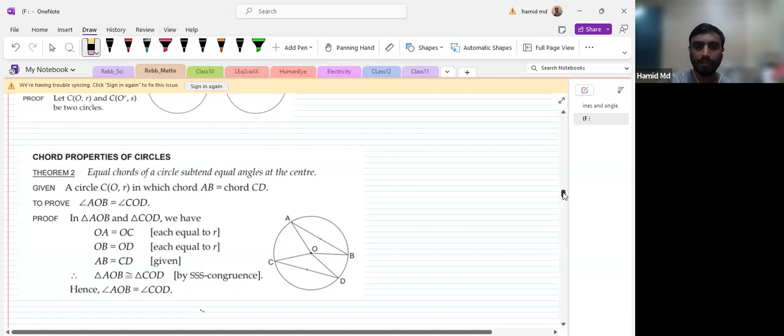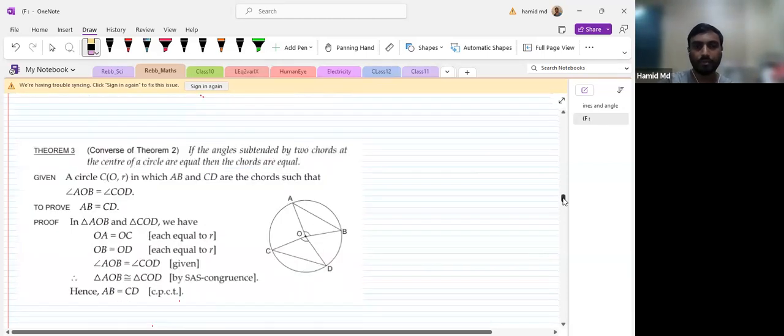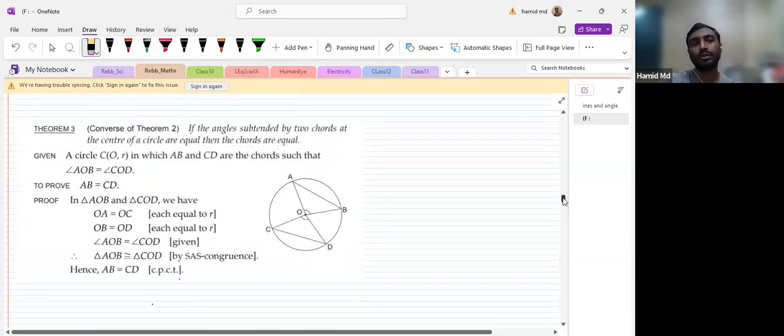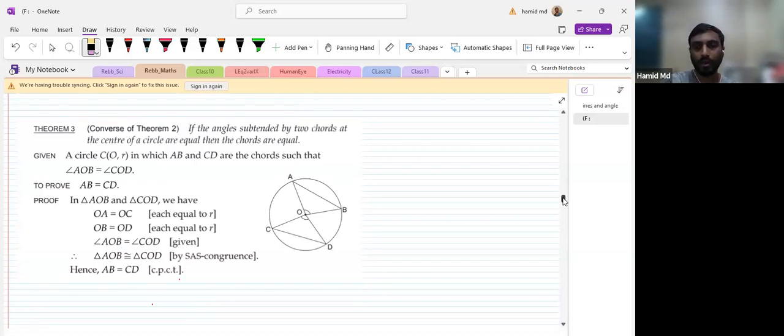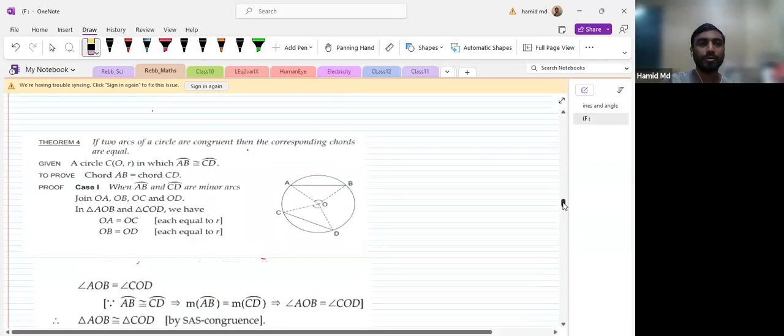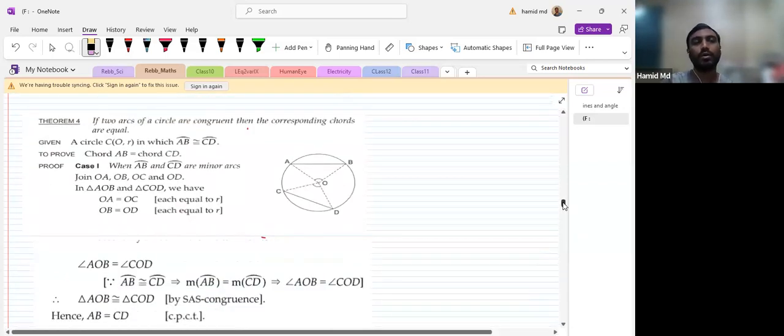Clear? Yes, sir. So this was the opposite one. I think you have this note. Okay, so go and fix all that information. So if two arcs of a circle are congruent, then corresponding angles are equal. That was the same, I think.